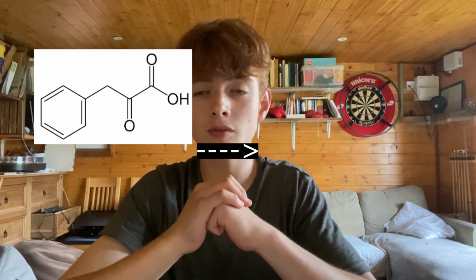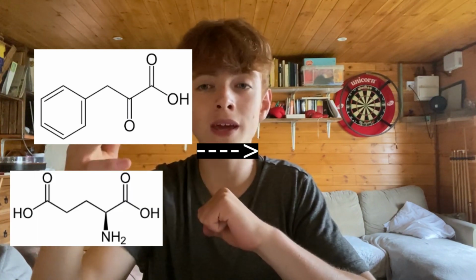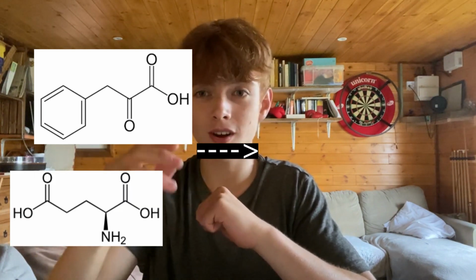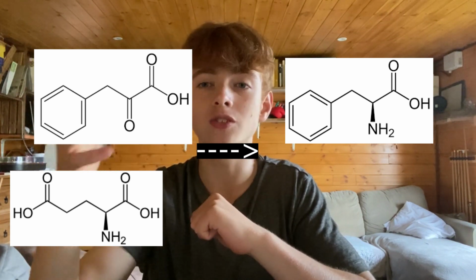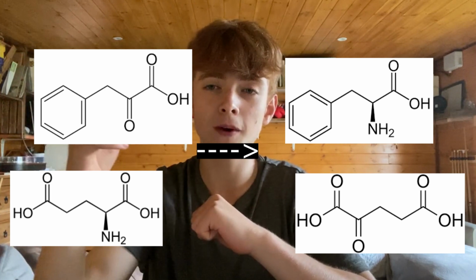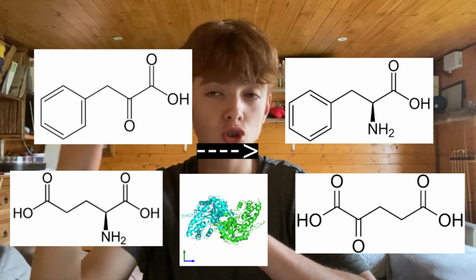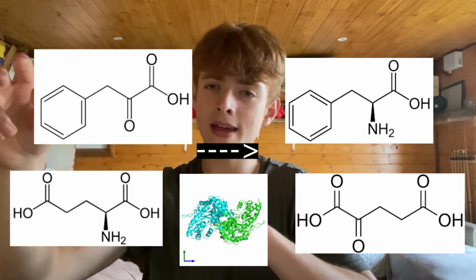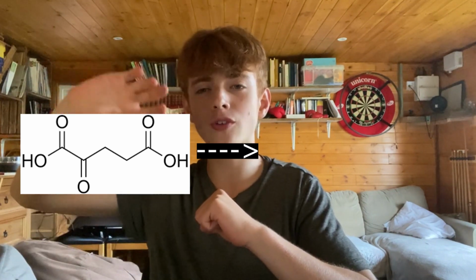And the 10th step is you take that phenylpyruvate, you add it to a glutamate molecule, and that will end up turning into phenylalanine plus alpha-ketoglutaric acid. The reaction is catalyzed by the enzyme PP aminotransferase. Alpha-ketoglutarate will probably then end up going to the Krebs cycle.